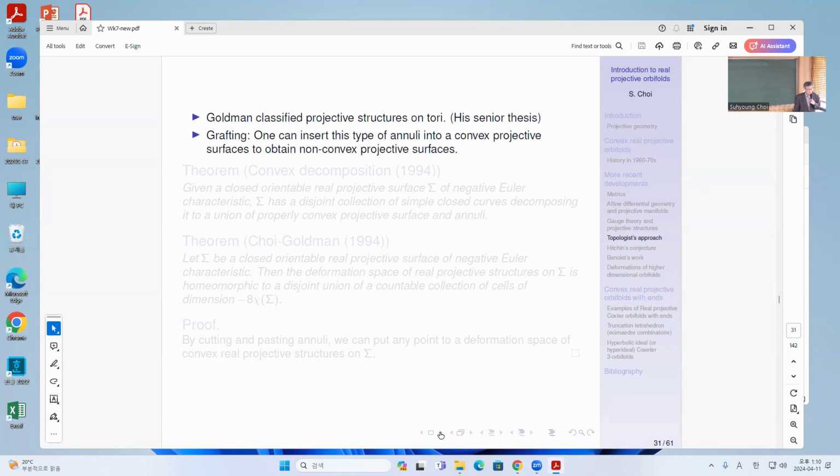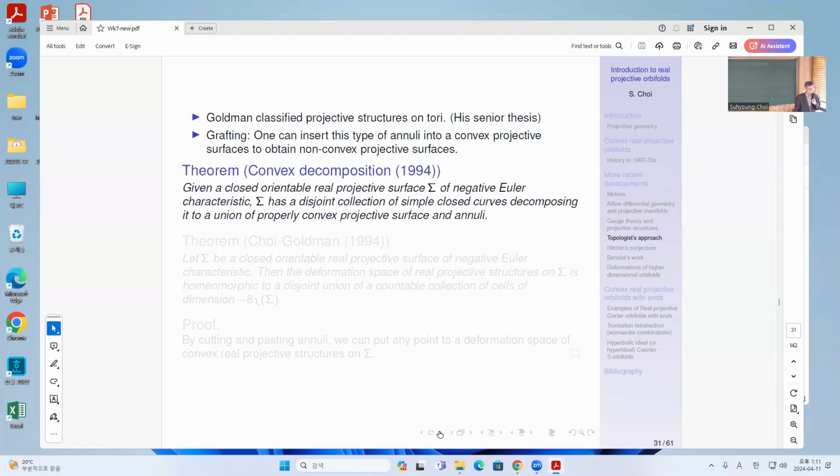And then there's this notion called grafting. Once you have these annuli, you can actually make them into compact annuli by adding the boundary. And then you can graft these into convex projective surfaces to make non-convex projective surfaces. Okay, because locally it looks like principal geodesics will have the same neighborhood, so you can cut these up and then glue these together.